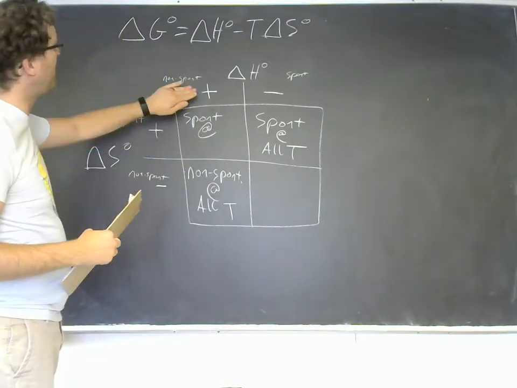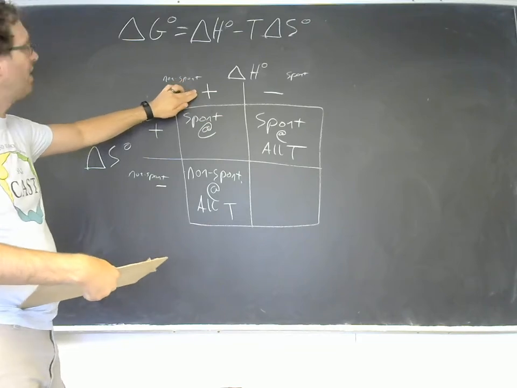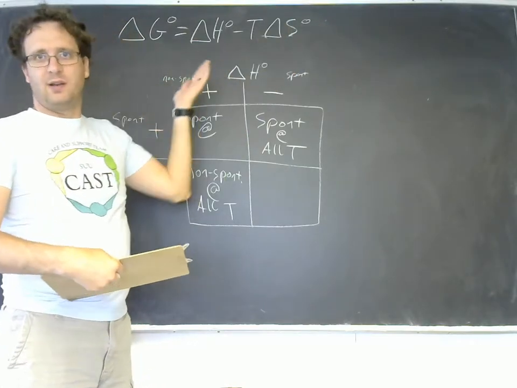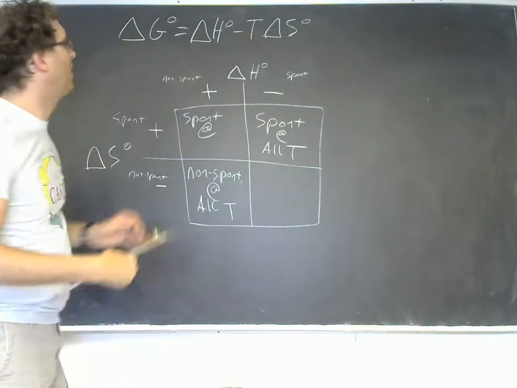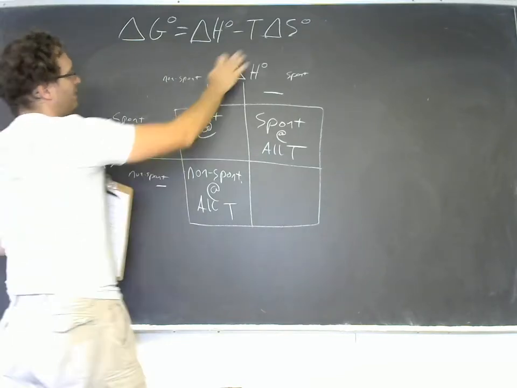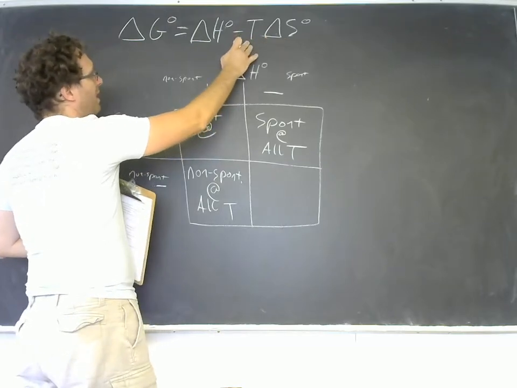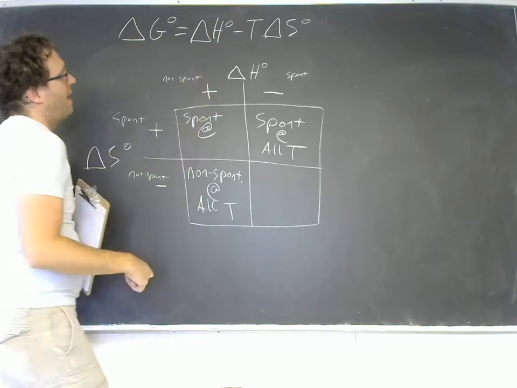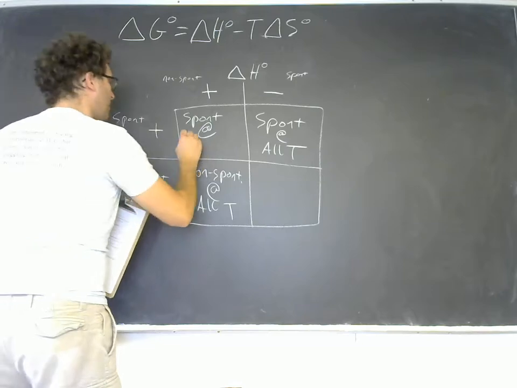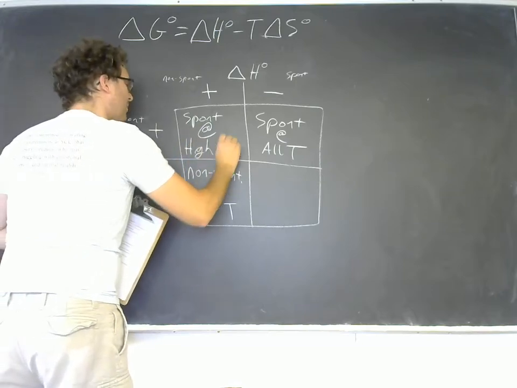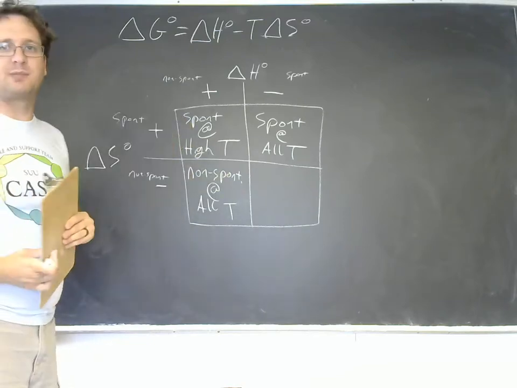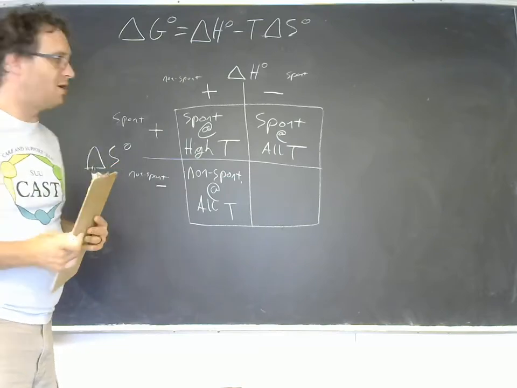If I have an endothermic reaction, it starts out non-spontaneous at 0 Kelvin. At 0 Kelvin, that second half of the equation doesn't matter, it goes to 0. And then as you increase the temperature, that positive delta S value will be multiplied by a large negative T, and that will eventually drive the delta G naught value negative. So this is spontaneous at high temperatures. There's a threshold above which these reactions become spontaneous, and below which they are non-spontaneous.